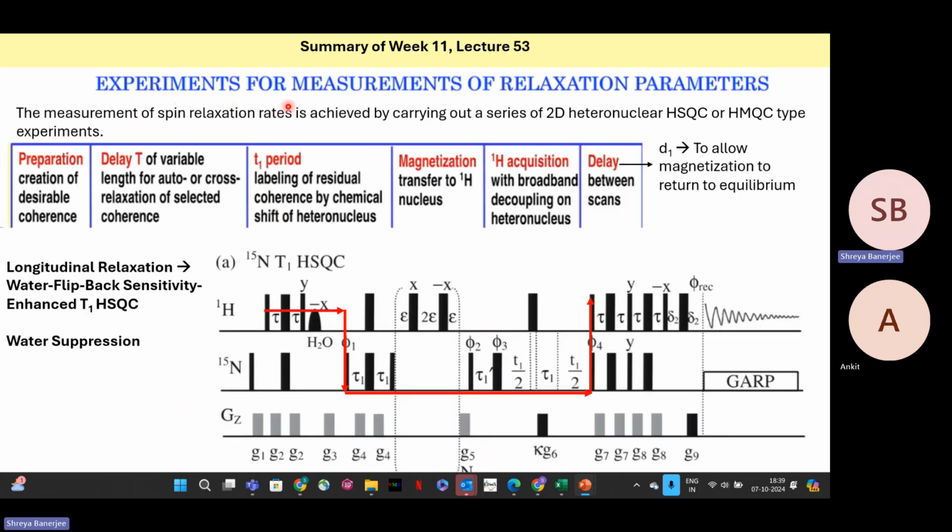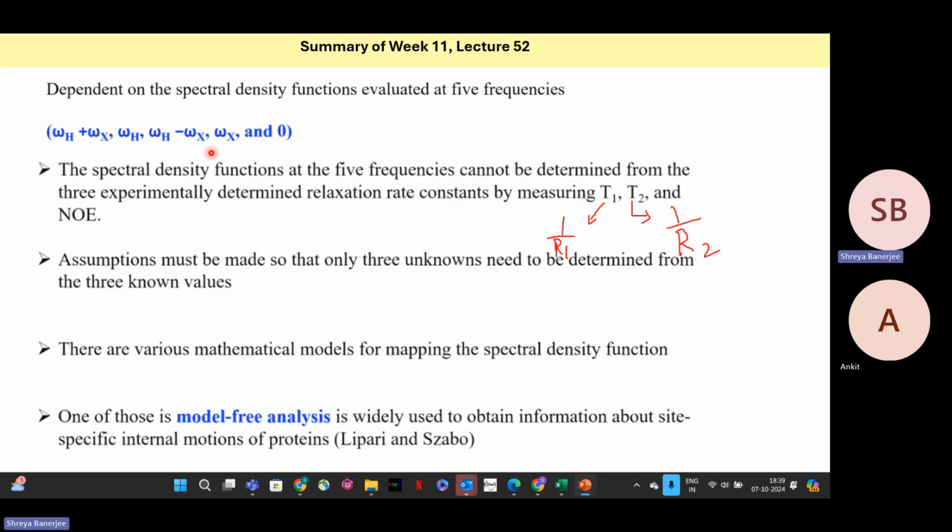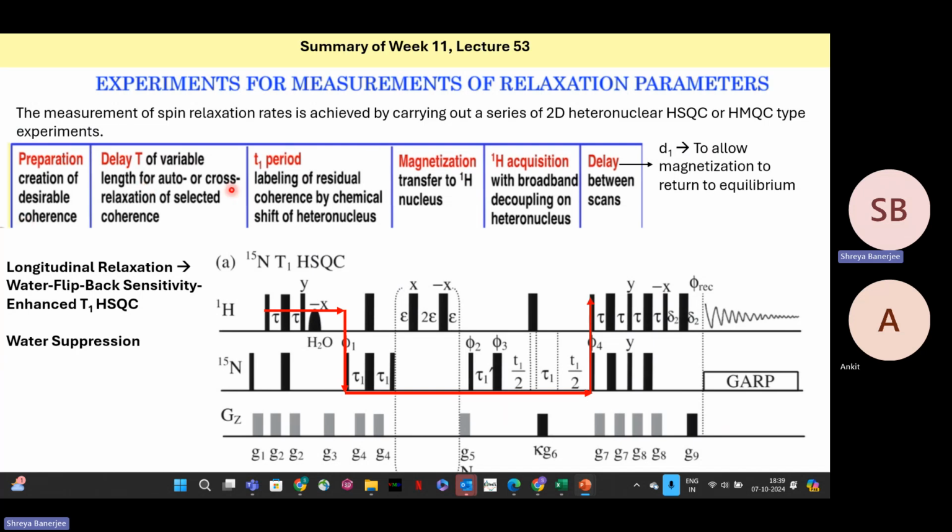So now we will look at the basic experiments for measuring the relaxation parameters. Our main goal is to find the spectral density function. But in order to find the spectral density function, we first need to measure R1, R2, and NOE, or T1, T2, and NOE. So how to do that is we will look at the experiments. This is mainly done by carrying out a series of 2D heteronuclear HSQC or HMQC type experiments. So we will talk about the basic scheme of these experiments.